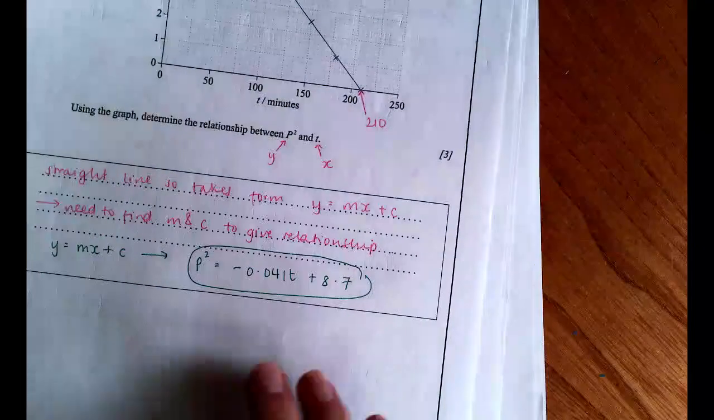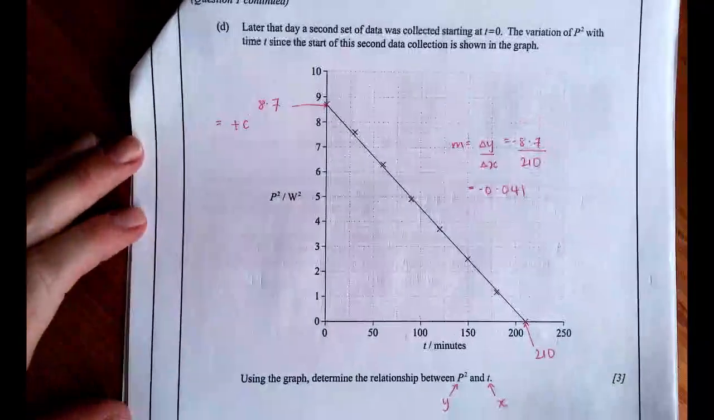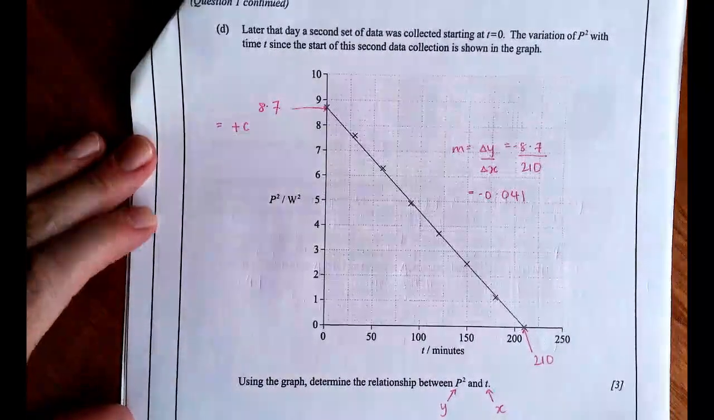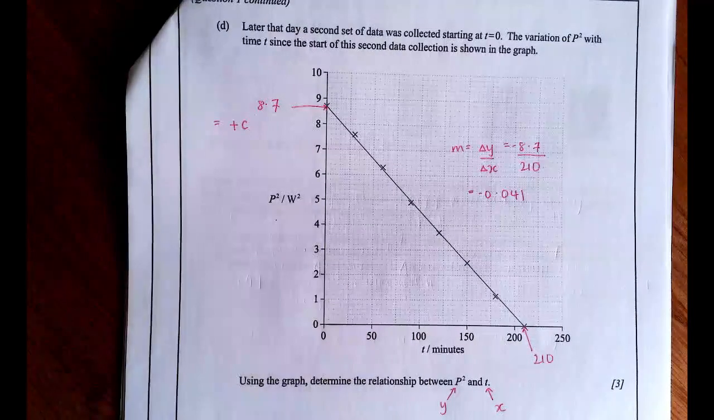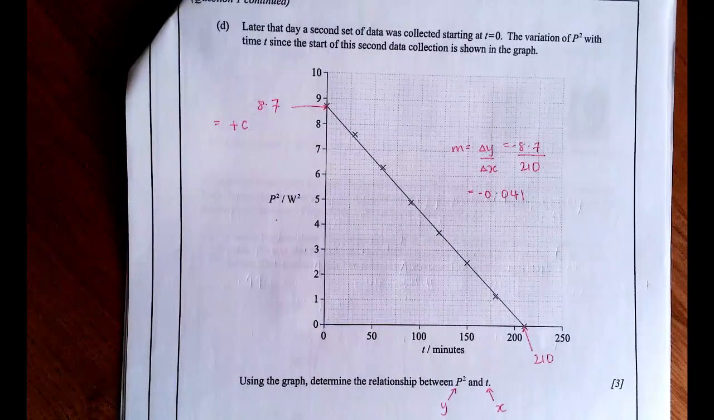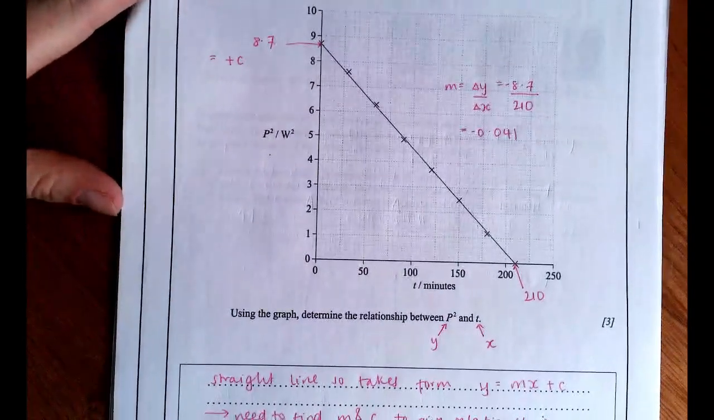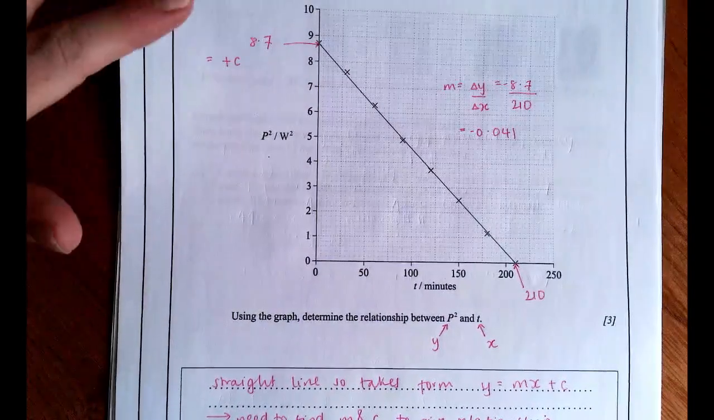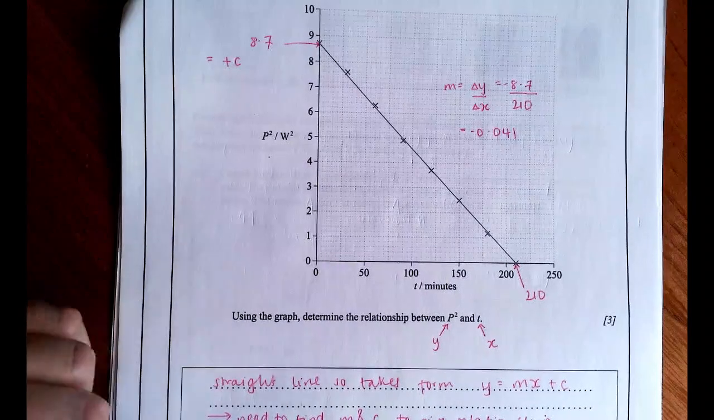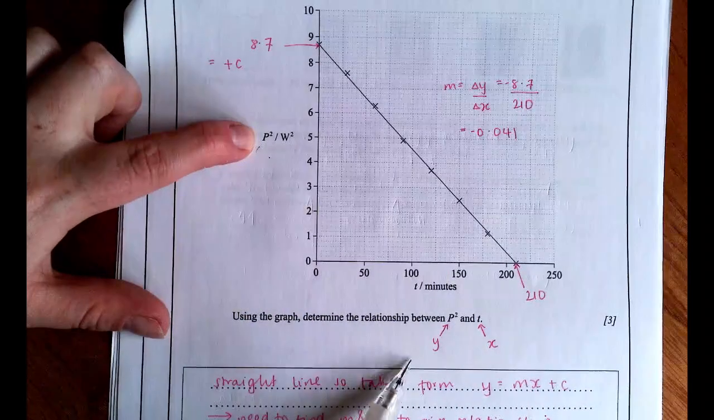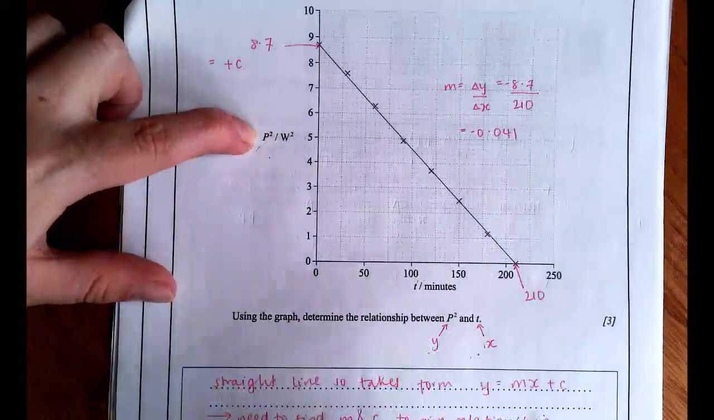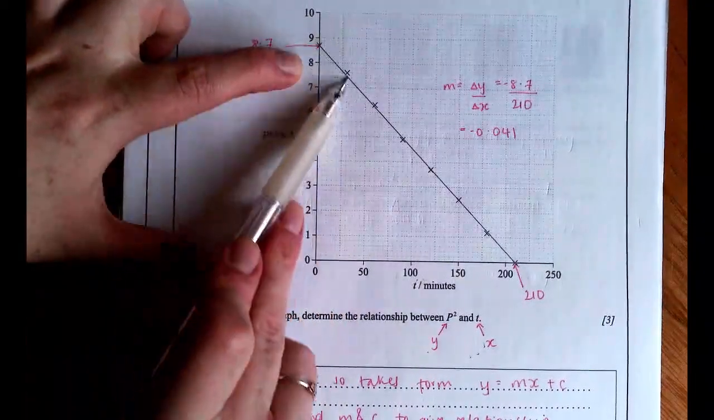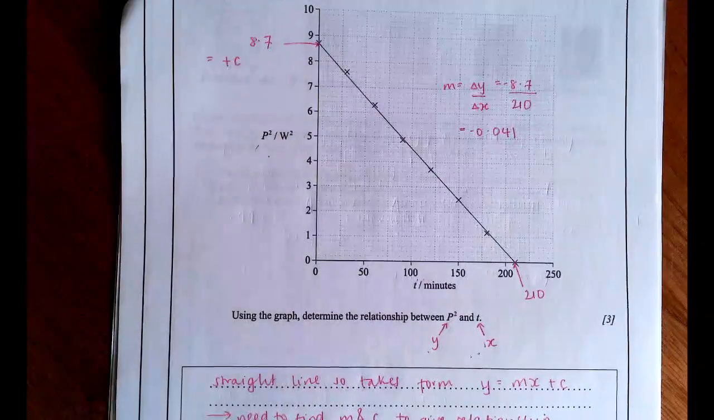Okay, later in the day, a second set of data was collected where we've got P squared on the y-axis, so power squared, and we've got t, time in minutes, on the x-axis. Using the graph, determine the relationship between P squared and t. Now I already can see that P squared is the y value on the graph and t is my x value. I can also see that I very clearly have a straight line graph.